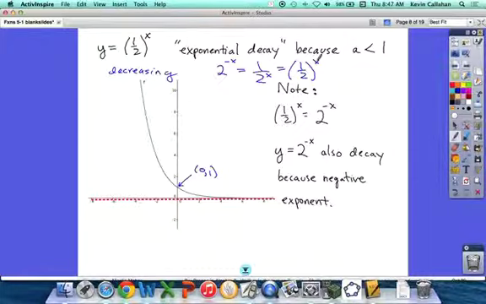In the book, most of the time, it's 2 to the negative x. So it can be exponential decay because the a is less than 1. It could be exponential decay because the exponent is negative and the a is positive or greater than 1. Either one would be the same thing. So it would be exponential decay.